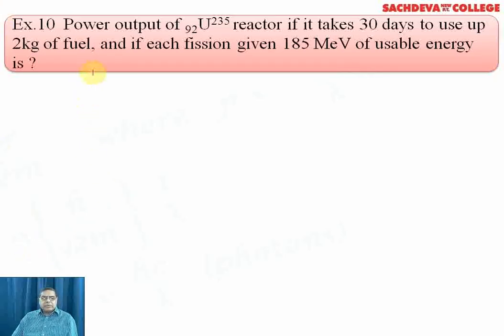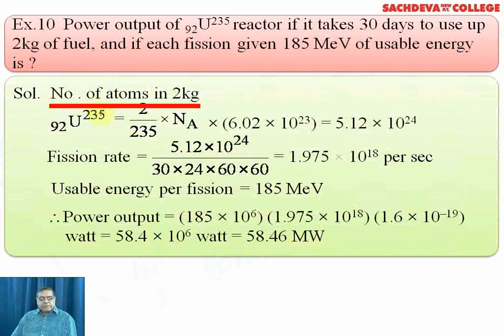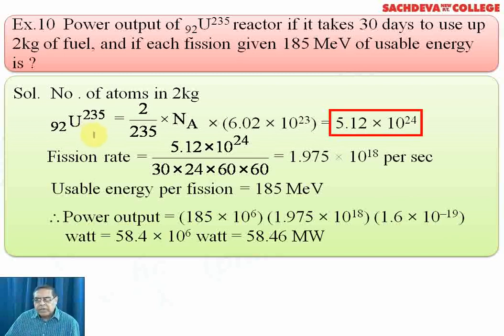Now, in the 10th question, the power output of a uranium-235 reactor, if it takes 30 days to use up 2 kg of fuel, and if each fission gives 185 million electron volts of usable energy. So, the number of atoms in 2 kg we have to find. We have to use the mole concept, as shown. So, in 2 kg of uranium, the total number of atoms by using the mole concept is 5.12 × 10^24.